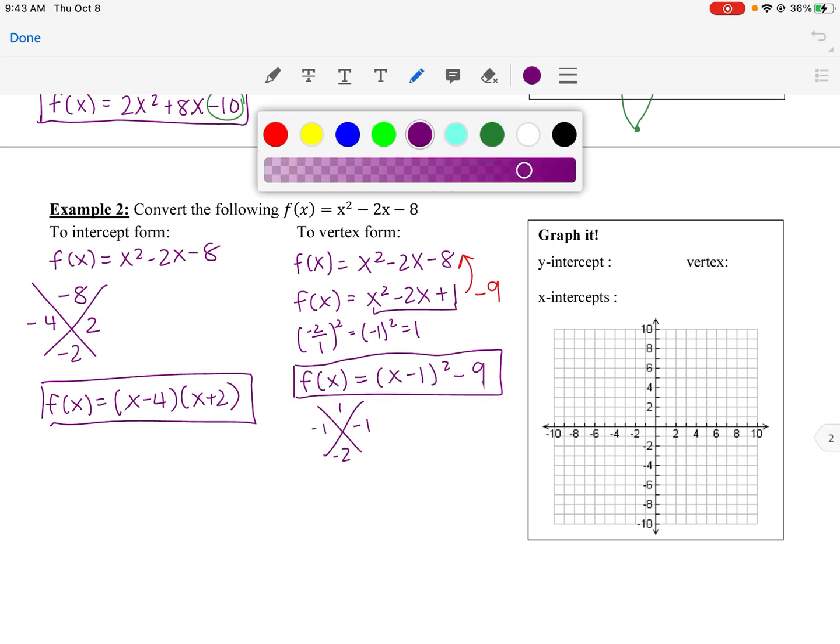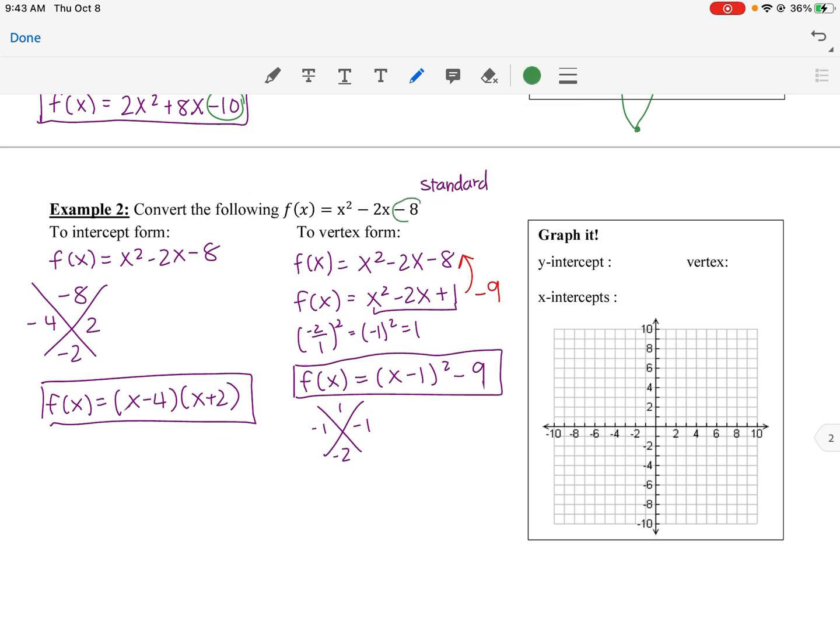Okay, so let's start. This first one was standard form, and it told you your y-intercept. So that's (0, negative 8). This next one was intercept form. That tells you your x-intercepts, and it's the opposite, so it's a positive 4 and a negative 2. Your vertex, the opposite of the x, so a positive 1, but it stays as negative 9. Okay, let's plot those points.